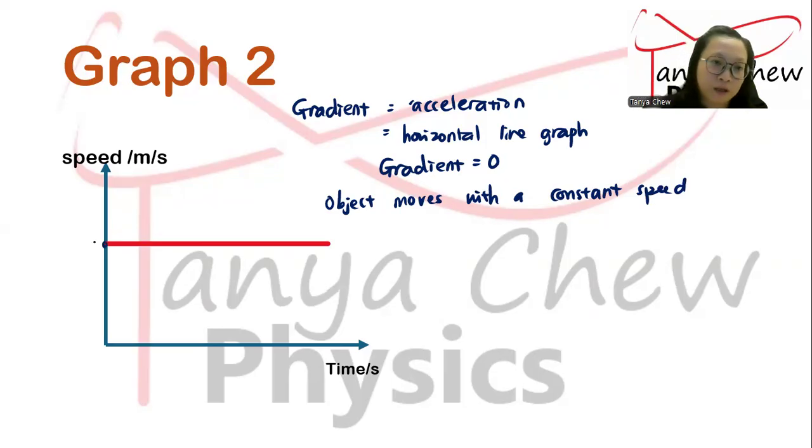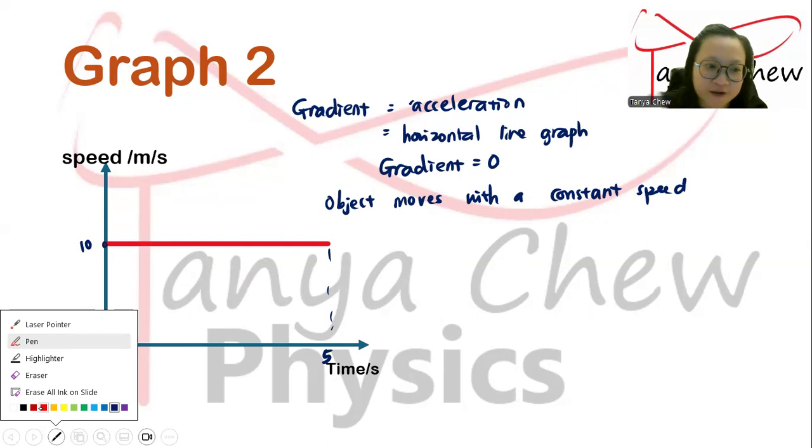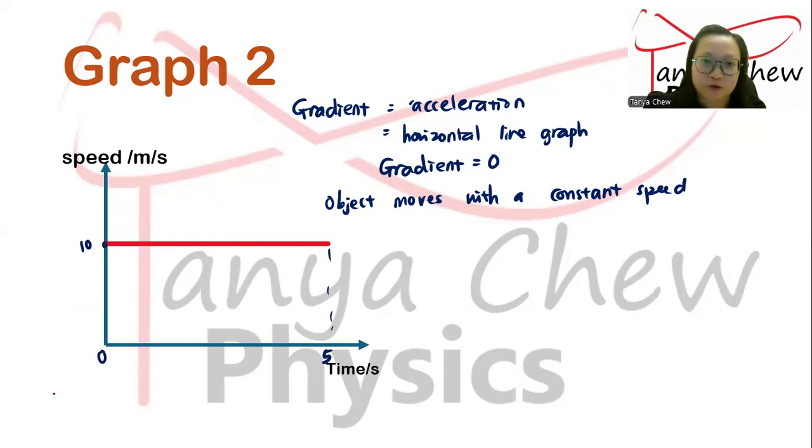Now, let me put this speed as 10 again because I want to do some calculation. So let's say this is 5 again. I don't know, 5 and 10 are not my favorite numbers. I just put them.